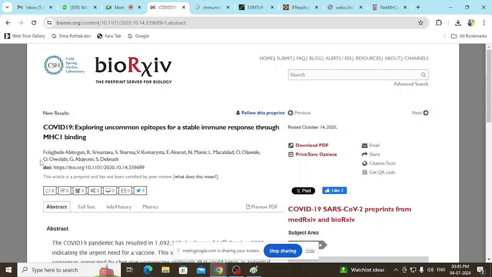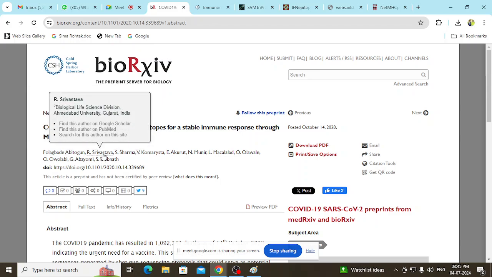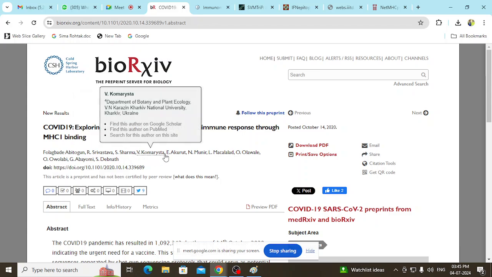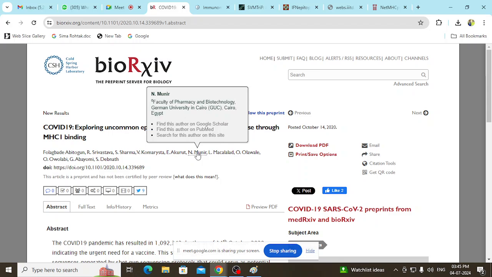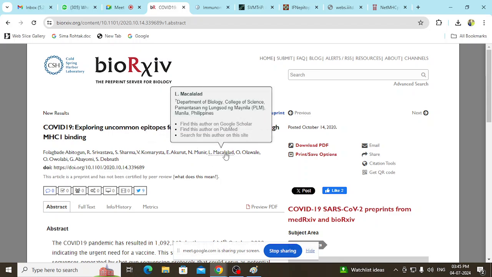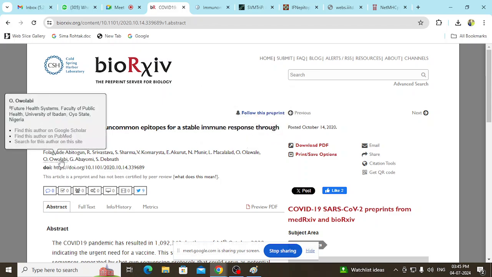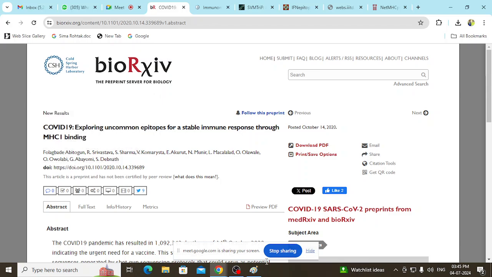As you can see here, this is an international group. This fellow is from, I think, Nigeria, and this is from Gujarat, this is from New Delhi, this is from Ukraine where this thing is going on, this is from Uganda, this is from Cairo, Egypt, this is from Manila, Philippines, this is again from Nigeria, this is also Nigeria, this is also Nigeria, and this is me. It's a kind of international group.